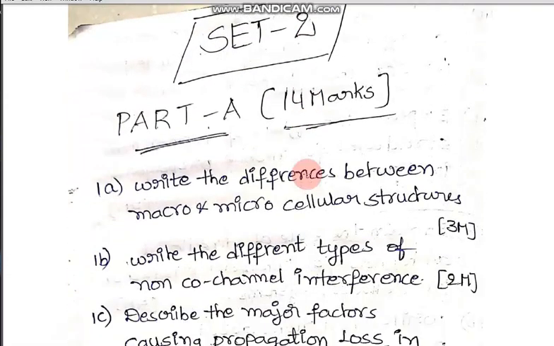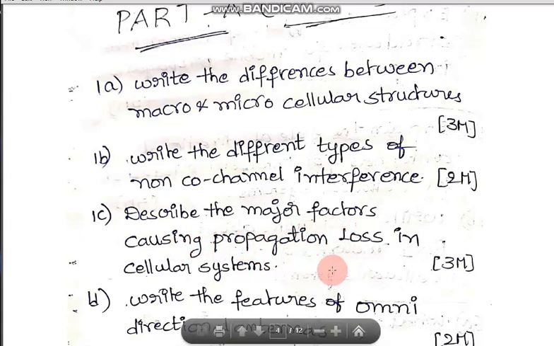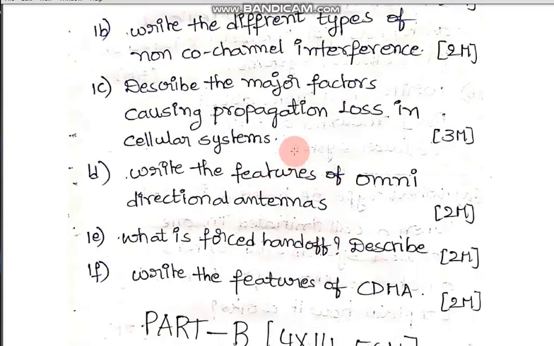Now coming to set 2 in 2 marks questions. From the first chapter, write the differences between macro and micro cellular structures, which is for 3 marks, and write the different types of non-co-channel interference for 2 marks. And in third chapter, describe the major factors causing propagation loss in cellular systems, which is for 3 marks. Means you need to elaborate more than a 2 marks question.